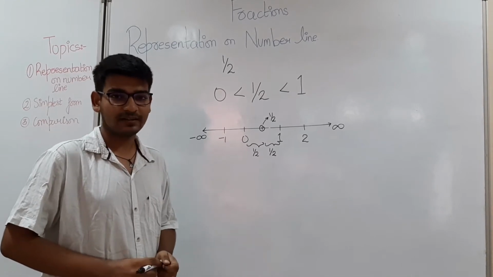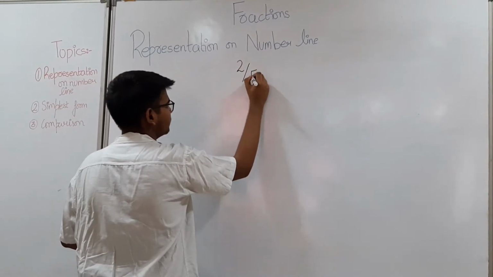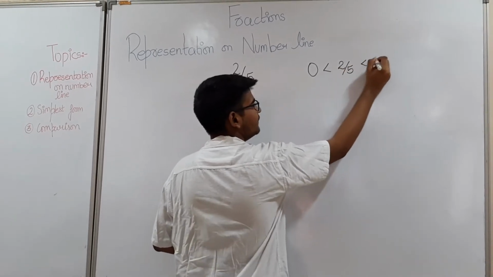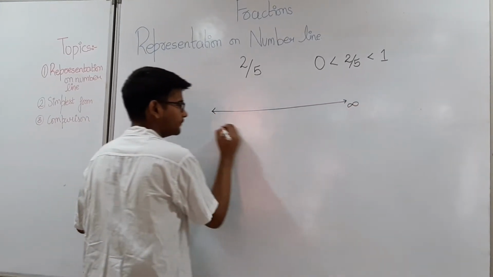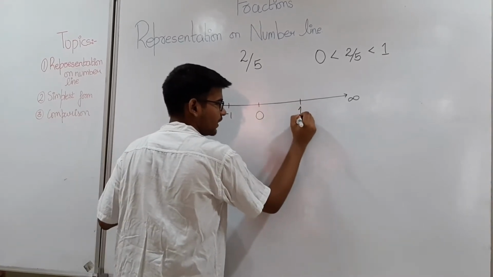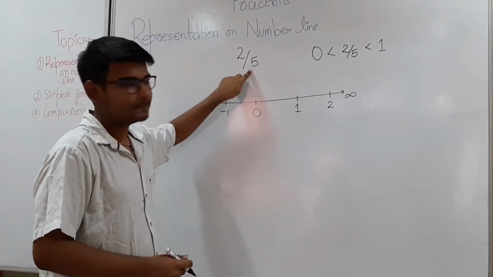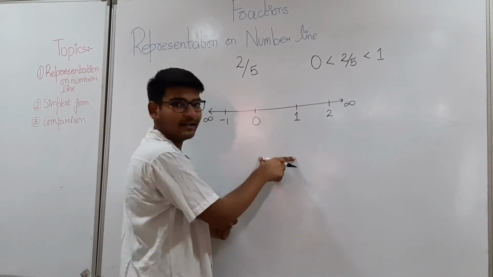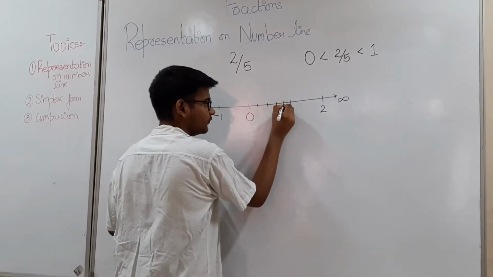Let us take one more example. So our next example will be 2 by 5. Since we know that this also lies between 0 and 1, let us draw the number line again. Infinity, minus infinity, minus 1, 0, 1, 2 and so on. Now, here the denominator is 5 and it lies between 0 and 1. So, we will divide the number line between 0 and 1 into 5 equal parts. That will be 1, 2, 3, 4 and 5.